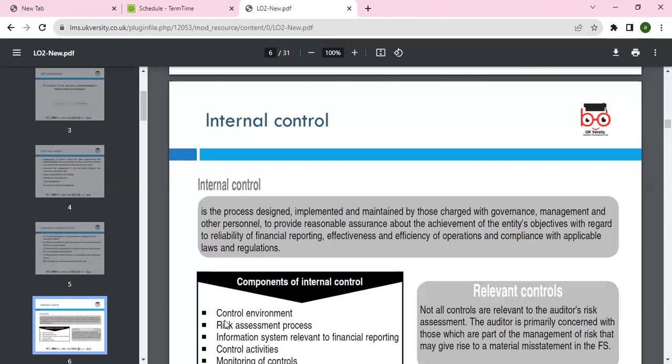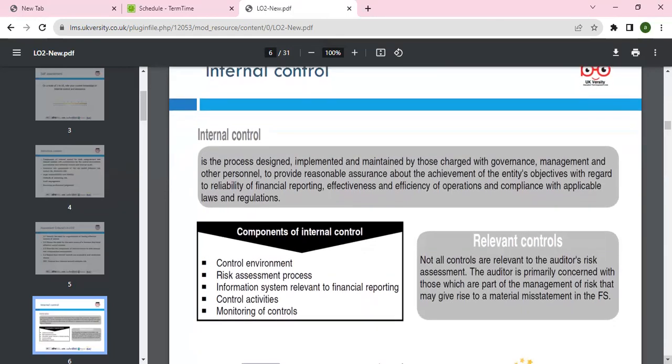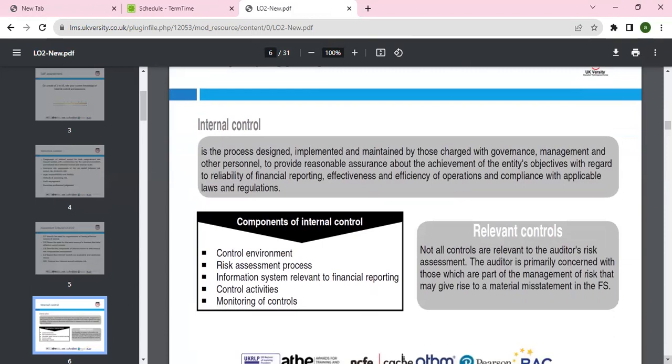Management and other personnel provide reasonable assurance about the achievement of entity objectives with regard to the reliability of financial reporting, effective and efficient operation, and compliance with applicable laws and regulations. Laws carry on changing on an almost regular basis, and we always need to make sure we have a system in place. The new legislation should be embedded and included in our control system, and the control system should reflect it. If you don't reflect it, then of course that can create a problem.